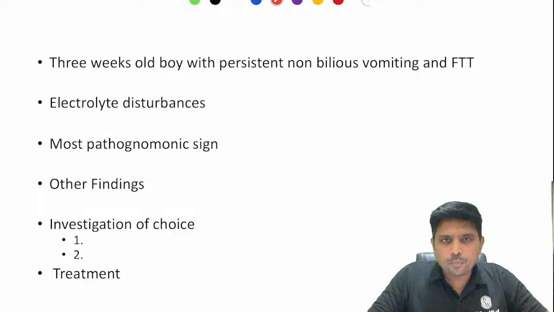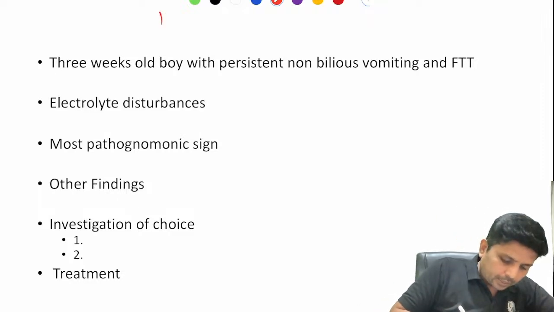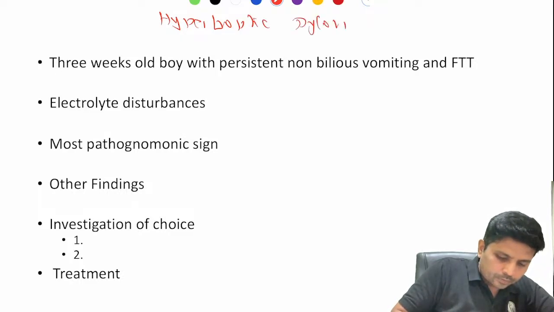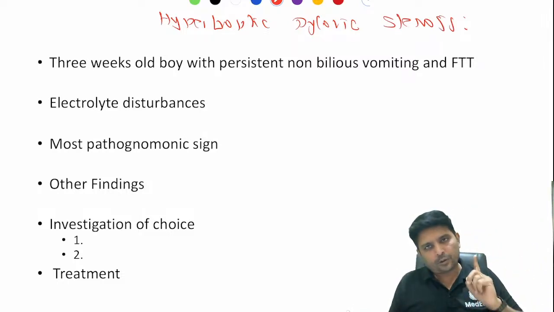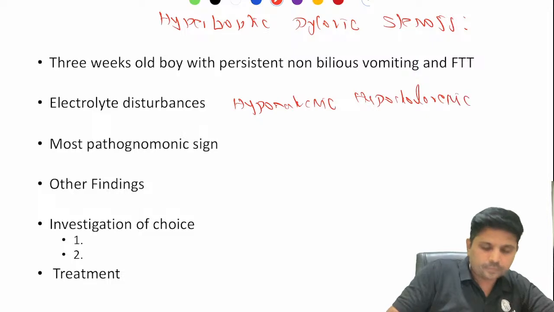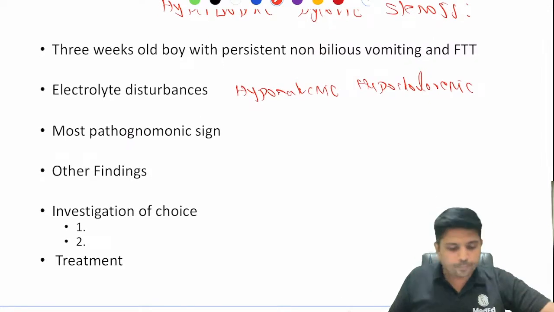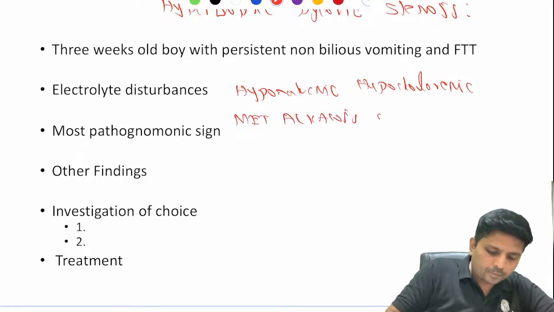A 3-week-old boy presents with persistent non-bilious vomiting and failure to thrive. So what is the answer? The answer is hypertrophic pyloric stenosis. Non-bilious vomiting in a boy in the fourth week is hypertrophic pyloric stenosis. What is the electrolyte disturbance? It is hyponatremic, hypochloremic metabolic alkalosis with paradoxical aciduria.